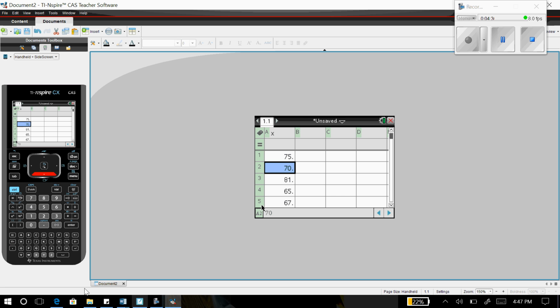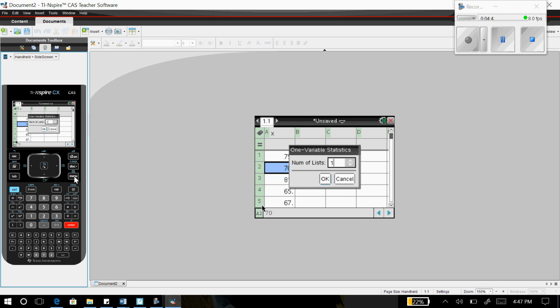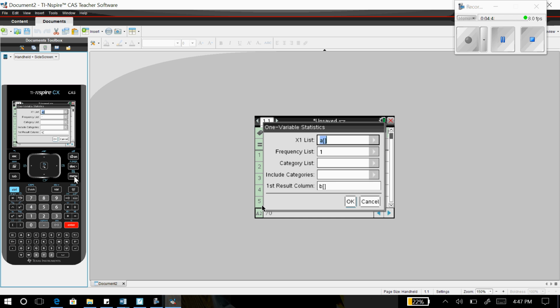So now what I want you to do is hit Menu, Statistics, because we're in the Statistics unit. Enter 3 times. 1, 2, 3. Now where it says X1 list, we're going to put an X there because that was our X list.